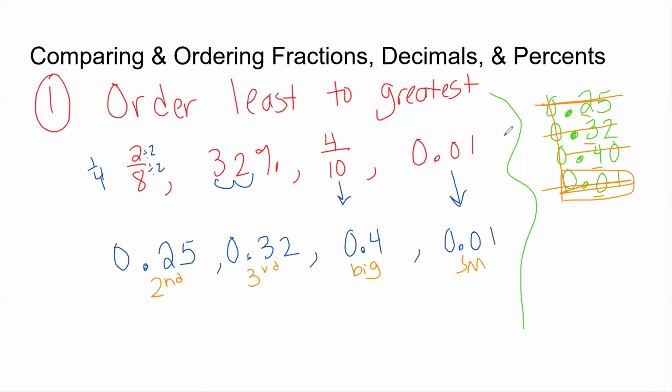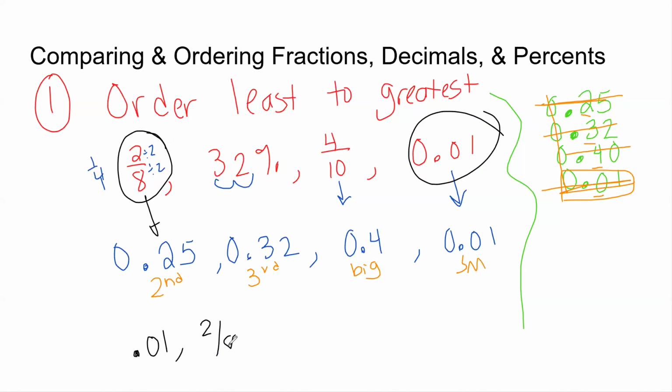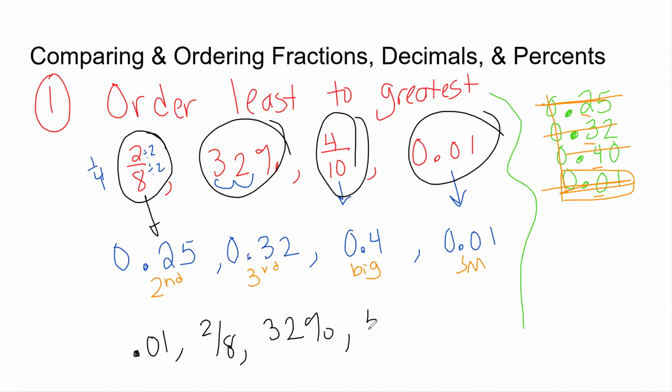So the smallest was 0.01. Second place was 2/8, which was 0.25, but we should put it back the way they gave it to us. Third was 32%. And fourth, or the biggest, was 4/10. So highly recommend turn everything to decimal. That's going to be your easiest situation.